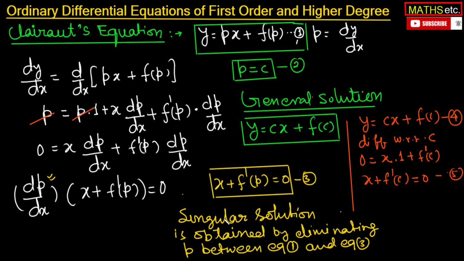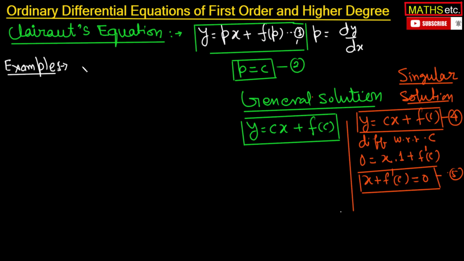Okay, so the singular solution we can obtain either by eliminating p from equation number 1 and 3, or by eliminating c from a similar set of equations. The first equation is the general solution of Clairaut's equation, and the second one is obtained by differentiating the general solution with respect to the arbitrary constant. In this case, we will eliminate c between equation number 4 and 5. Let's take a couple of examples.